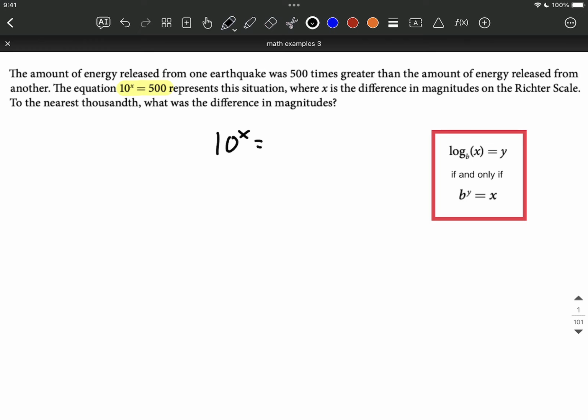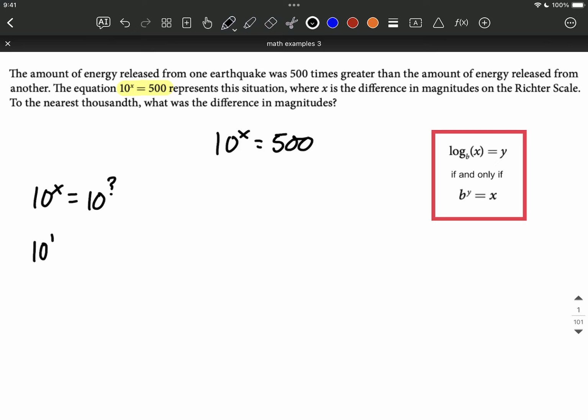So we have 10 to the x equals 500. They've given us an equation. We want to find this difference in magnitudes. That's finding x. So the first strategy you may try to get going is if we can rewrite this as 10 to the x is 10 to another power, then we have the same base on both sides. We're going to be allowed to drop our bases and set the exponents equal to one another.